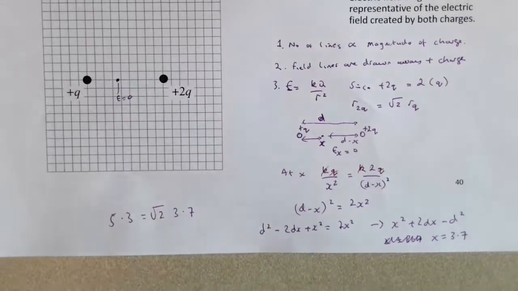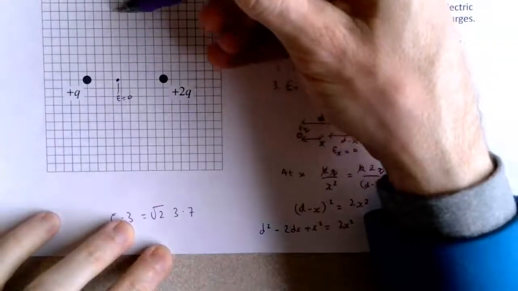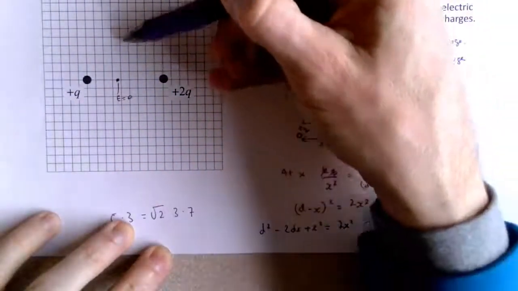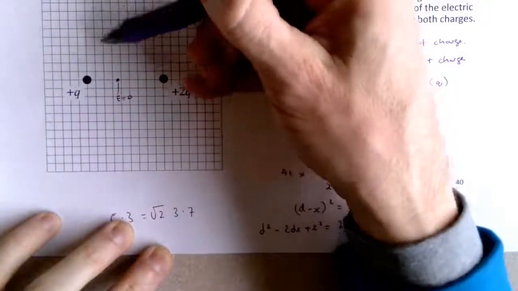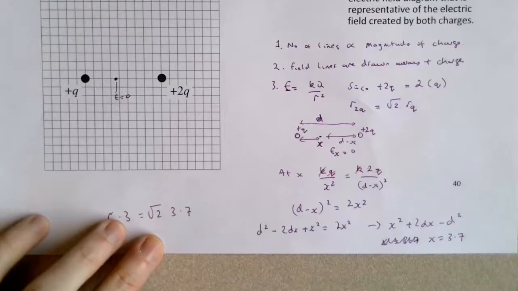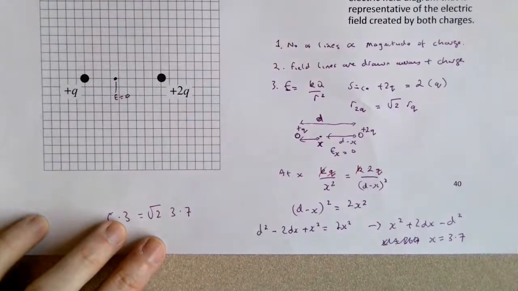So I sort of want my field lines to be moving up towards this particular point here for the 2Q, and spreading outwards for the plus Q, and then I want the number of field lines for the plus 2Q to be twice that for the plus Q.